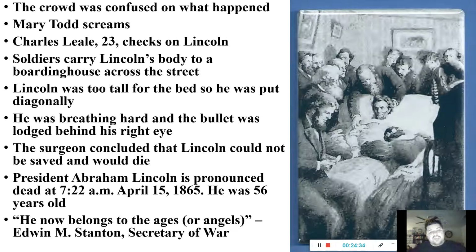Now, Charles Leale, he's a doctor at Ford's Theater watching the play. He goes up and he checks on Lincoln. He sees a big old hole in the back of his head from the gun. And he's like, okay, we need to get him out of here. It just so happens there's soldiers at Ford's Theater, and they go up there and get Lincoln, saying we need to get him out of here. And then someone says, there's a boarding house across the street. Let's take him there.